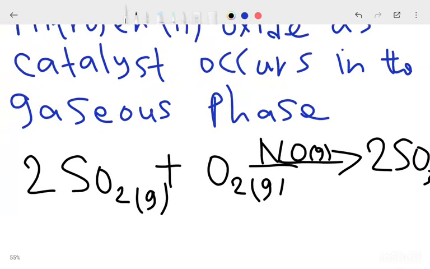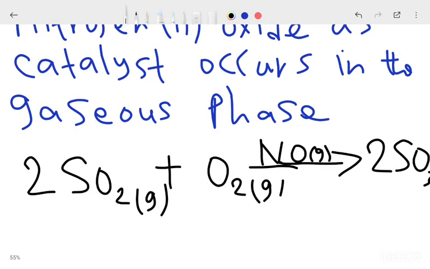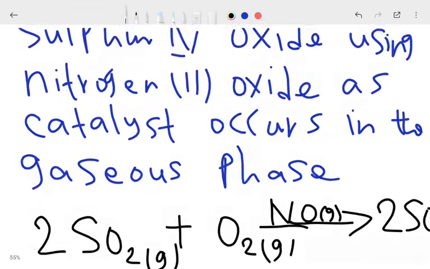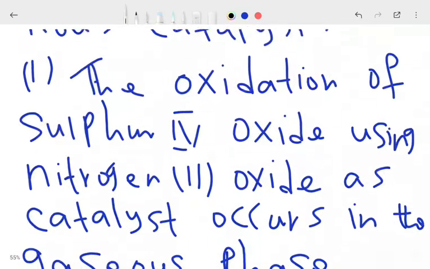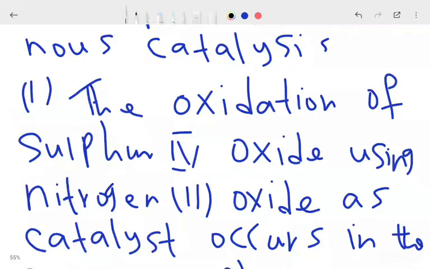Now this is what you should understand. This is the oxidation of sulfur 4 oxide, using nitrogen 2 oxide as a catalyst, the gas. Now look at it, I want to explain something. I said this one is an example of what? Homogeneous catalysis, right? Or homogeneous reaction. Either homogeneous catalysis or homogeneous what? Reaction. Are you getting it?